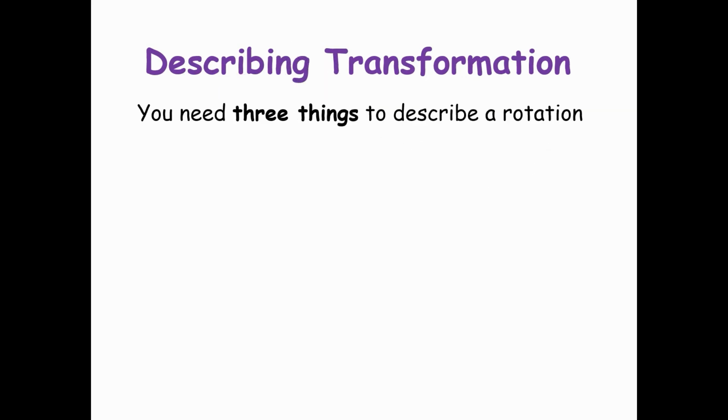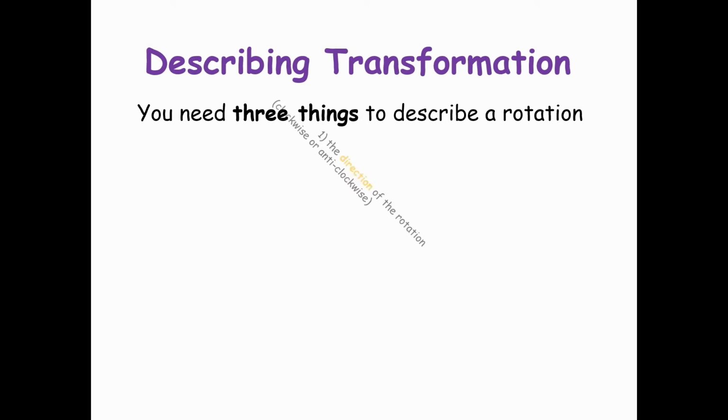a transformation, which is a rotation. So back to our presentation, describing transformation. To describe a rotation, we need 3 things. We were given 3 things to perform a rotation. So when we are describing a rotation, we need to write 3 things. What are these 3 things?